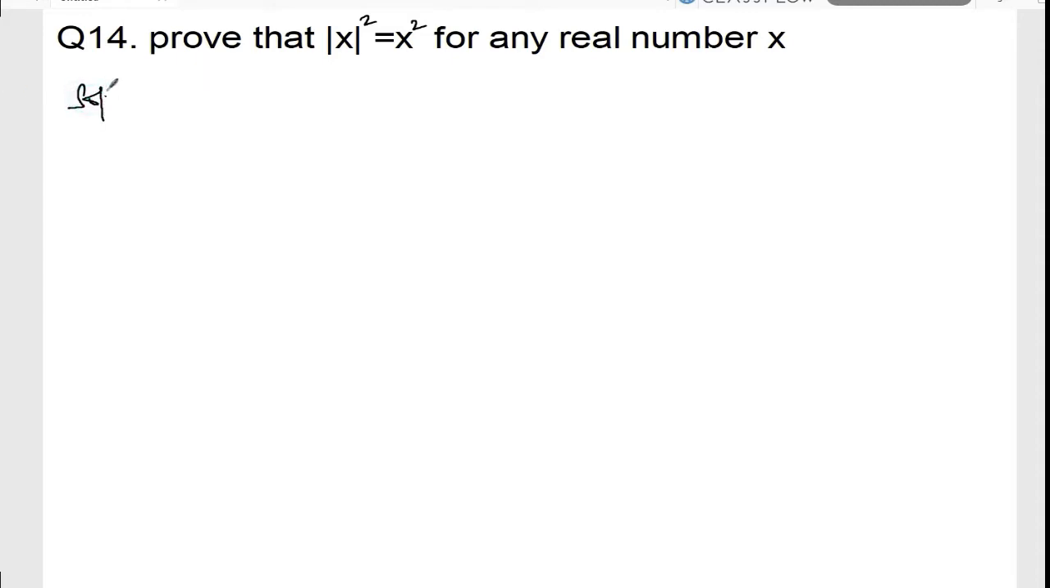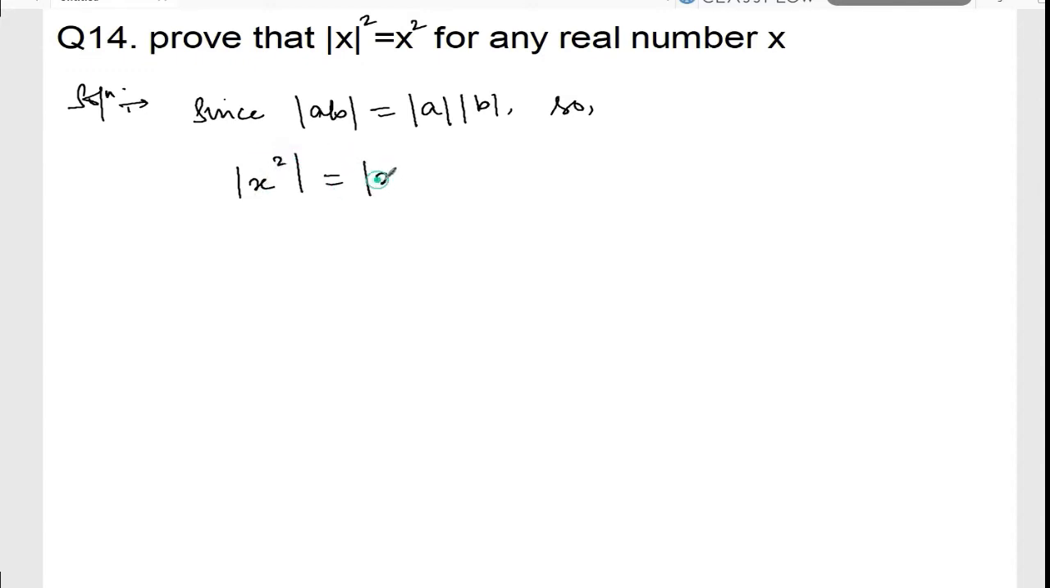Solution. Since we know that the modulus of AB can be written as modulus of A into modulus of B, we can do the same thing here. Modulus of x square means x into x, so I can write x square as modulus of x into modulus of x. So modulus of x square equals modulus of x whole square, with the square outside. So this is equation number 1.